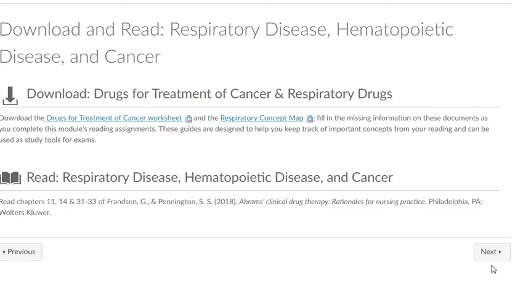Chapter 11 is on the hematopoietic disorders. Only 3 drugs from that chapter are on the exam, and these are the drugs used mainly for the treatment of cancer diagnoses, although epoetin is used for patients with chronic kidney disease.